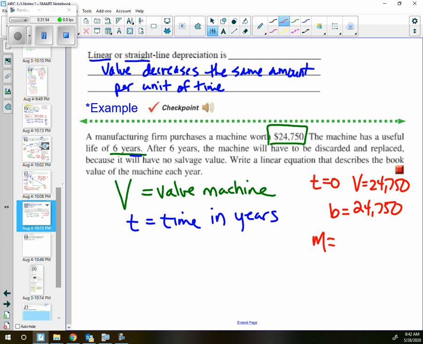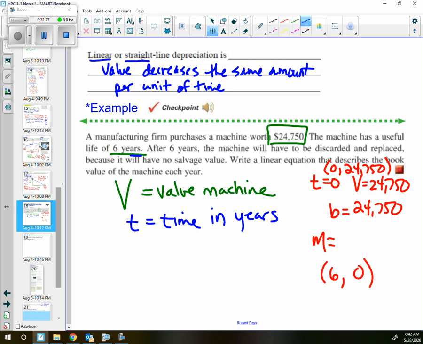Let's see if we can figure out our slope, our rate of change. How much is it going down each year? What they gave us is they said, after 6 years, it would have no salvage value at all. So we can figure out from that what this slope is, what that rate of change is, and be able to solve. Initially, at time 0, it was worth 24,750. After 6 years, it's worth nothing.